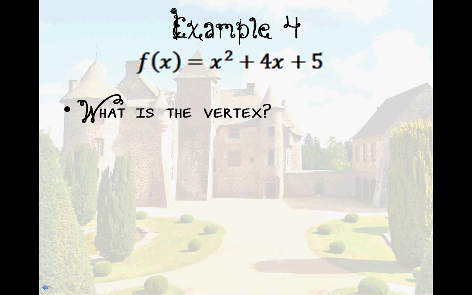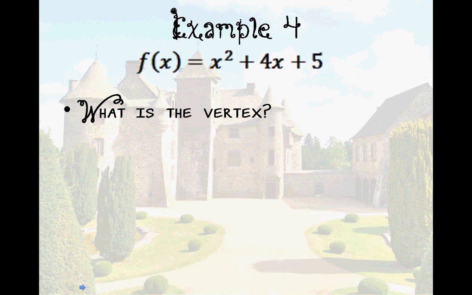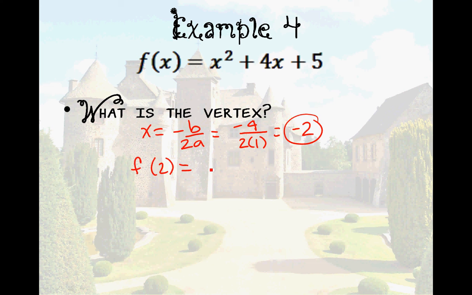Okay, so if you needed to see anything else on this problem, hit pause, otherwise I'm going on to example 4. So for example 4, again, the vertex would be x equals negative b over 2a. So we're going to substitute in negative 4 over 2 times 1. And negative 4 divided by 2 is negative 2. So that would be that. And then to write it as a point, you just substitute 2 in.